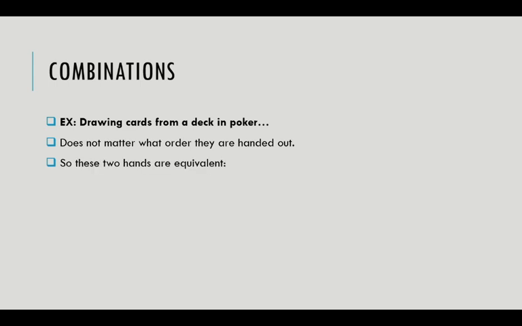For example, let's use as our concrete example drawing cards from a deck in poker. Let's say it doesn't matter what order they're handed out. Then do you agree we can have 2 equivalent hands but in different orders, like this and this? Both have an ace, a 5, a 7, a 10, and a king, but they are in different order. For combinations, these would be treated as the same, because with combinations the order doesn't matter. We just want to know how many different combinations of 5 cards there could be.